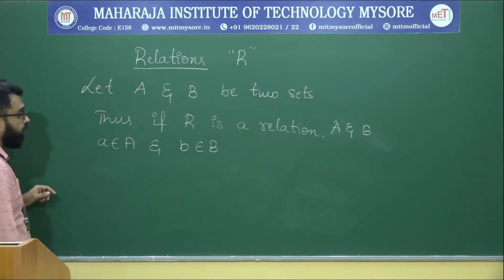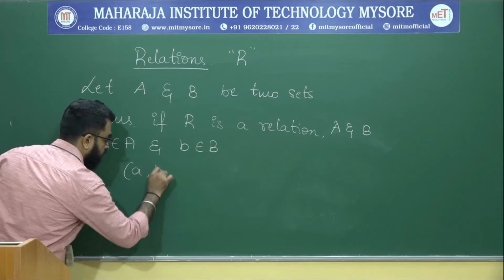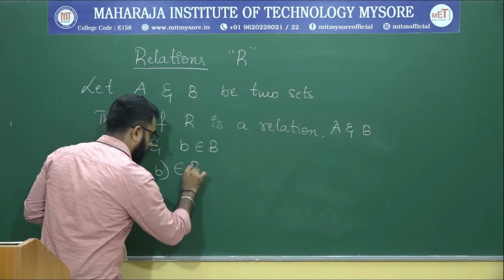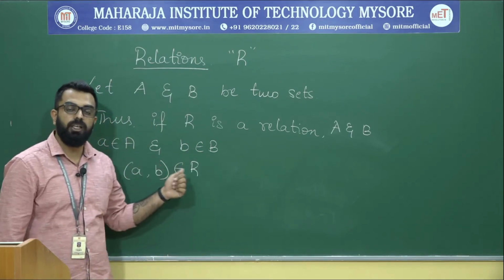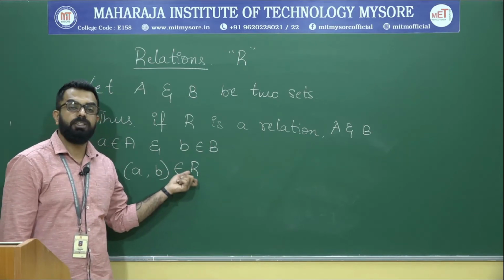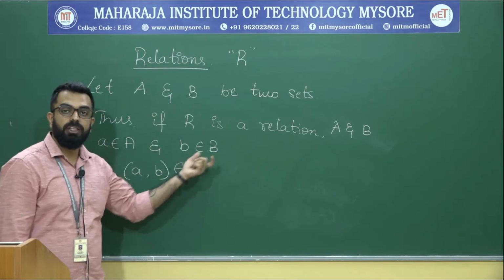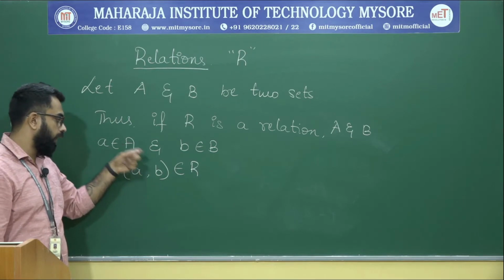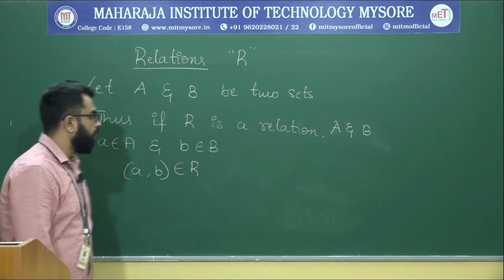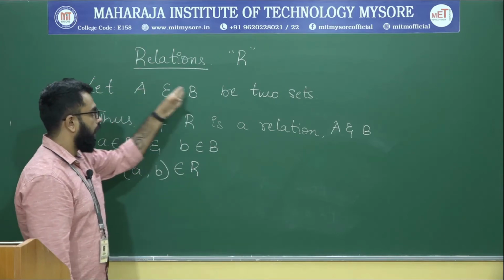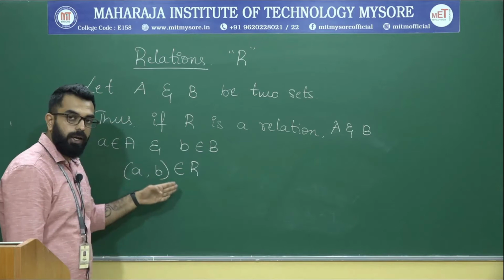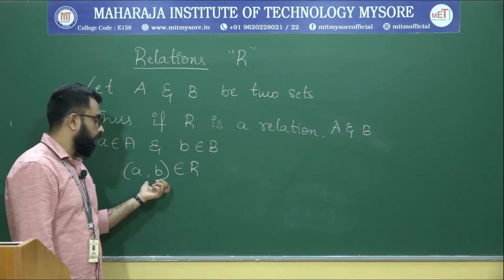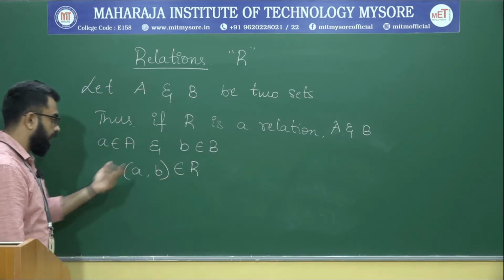So R is a set of ordered pairs (a, b) where (a, b) belongs to R. R is nothing but a relation, and in turn it is a set, because we have already said that R is a subset of A cross B. So R is also internally a set which consists of ordered pairs (a, b) where a belongs to set A and b belongs to set B. The elements of R are nothing but ordered pairs, since these are the elements of a Cartesian product also.